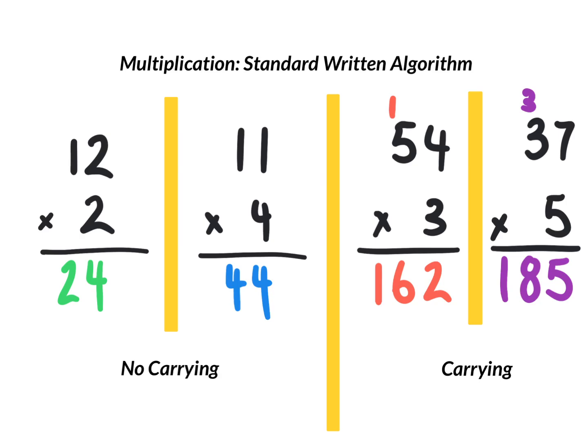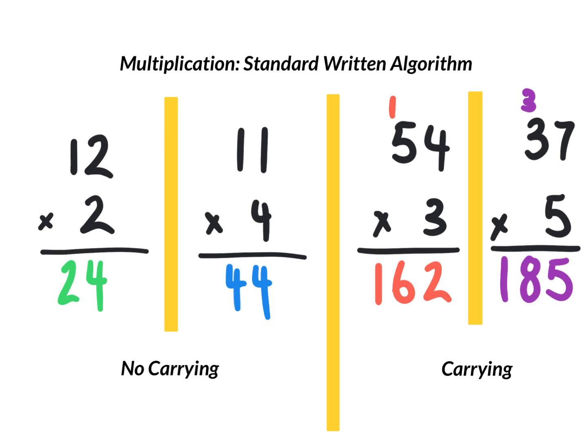In this video, we are going to be looking at the standard written algorithm. The standard written algorithm is the way or the standard way of doing things. It's the way that your parents and I learnt multiplication when we were young. The first example to the far left is 12 times 2.